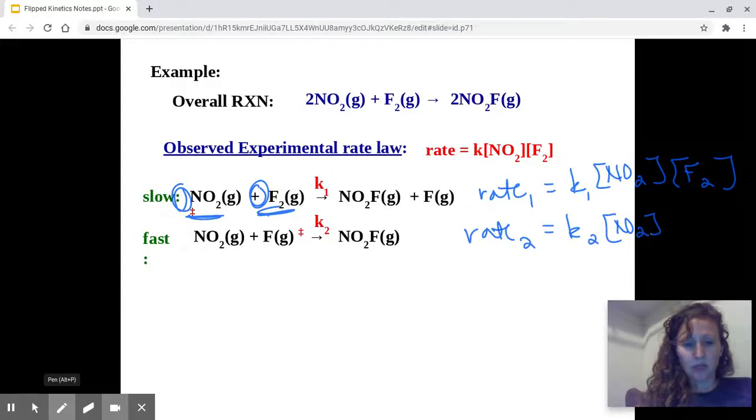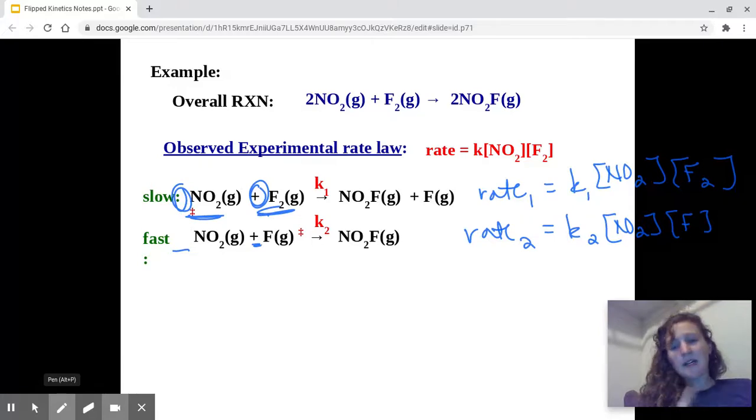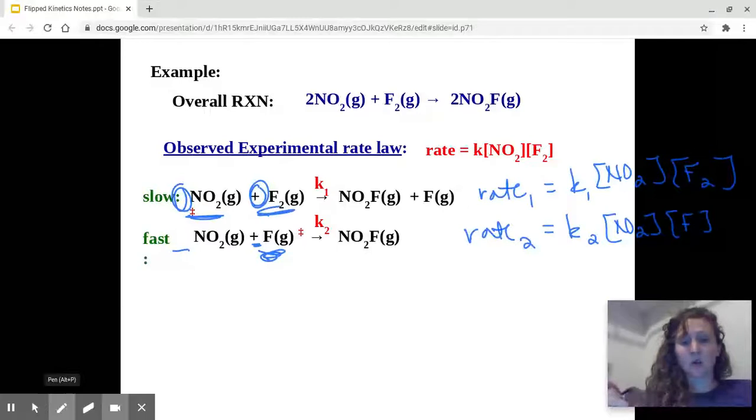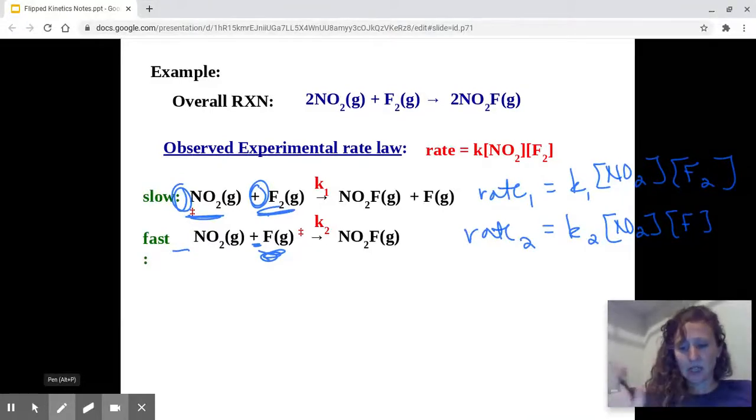NO2 raised to its coefficient, which is a 1, times F raised to its coefficient, which is a 1. Now notice in one of my rates that I have written, I have an intermediate, right? Which can't be in the rate. So there is a way to get rid of that intermediate that we'll talk about, but not yet. I don't want to talk about that yet. So hang with me and let me make my point here, and then we'll deal with how to get intermediates out of the rate law.